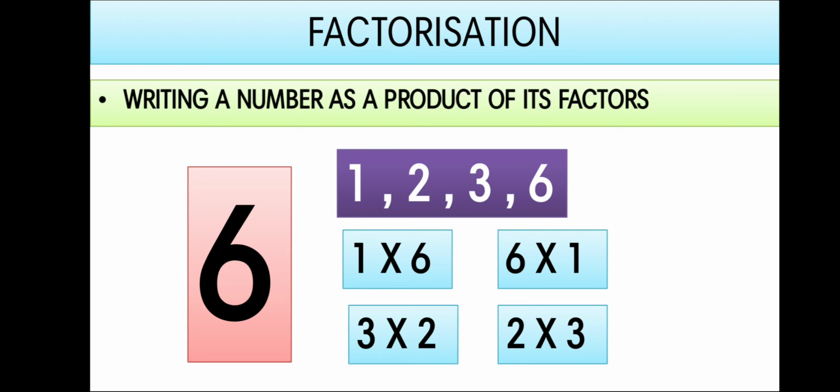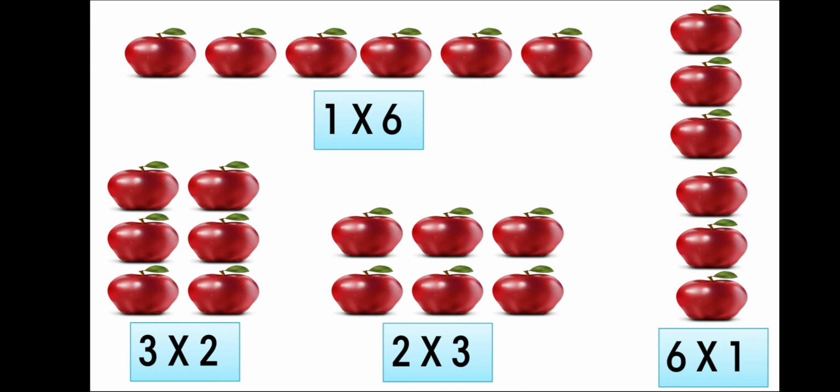So 1, 2, 3 and 6, we can write it as a product of the factors. It's like we can arrange 6 apples in these 4 ways: in one line we can keep all the 6 apples, or in 3 lines 2 apples, or in 2 lines 3 apples, or in 6 lines 1 apple. So this is called the factorization of numbers.